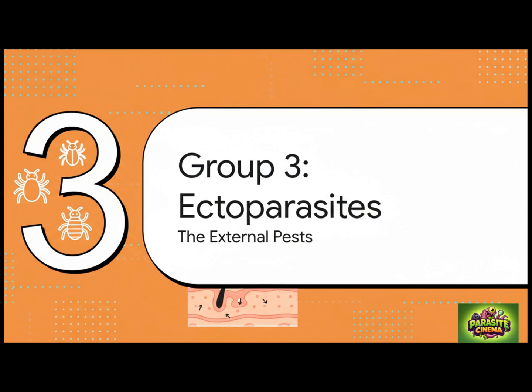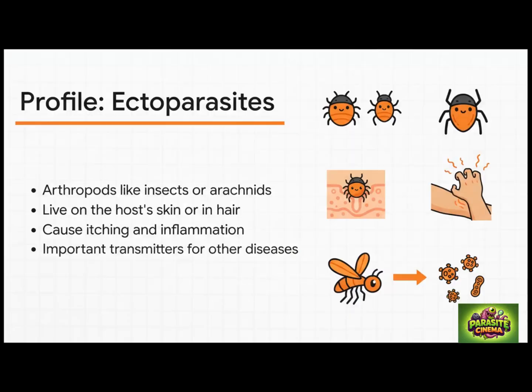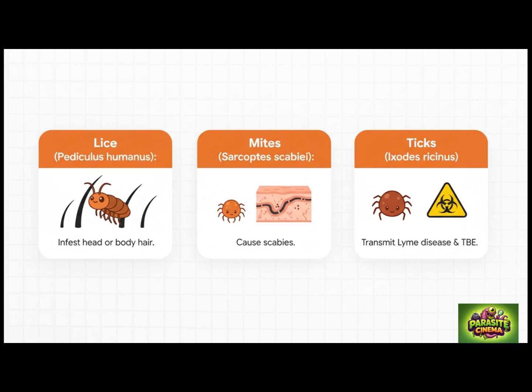The ectoparasites are external pests. These are the creatures that live on us, not in us. We're talking about arthropods here, so insects and arachnids like ticks and mites. Their direct effect is often a local irritation, like itching and rashes. But their biggest medical importance? Their role as vectors. They are the delivery vehicles for a whole range of other pathogens, including bacteria, viruses, and even other parasites. I think everyone knows these examples.